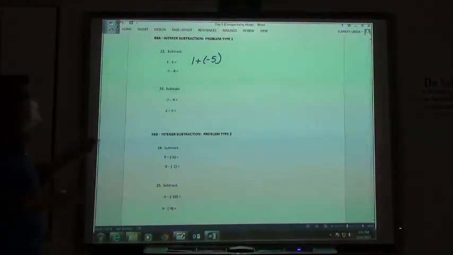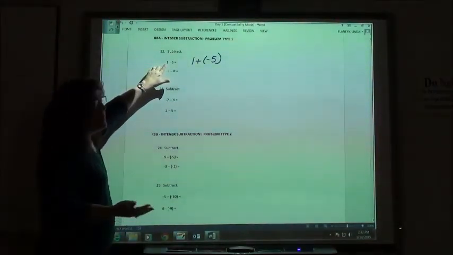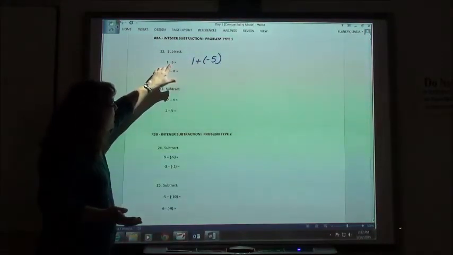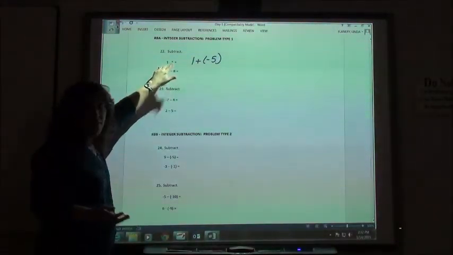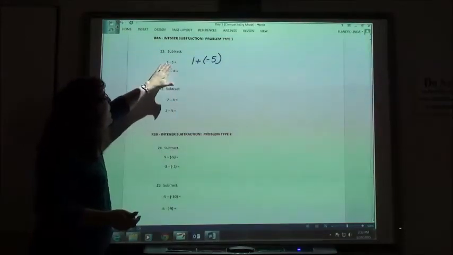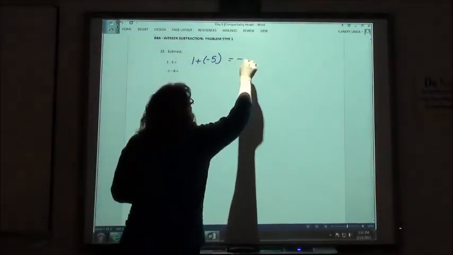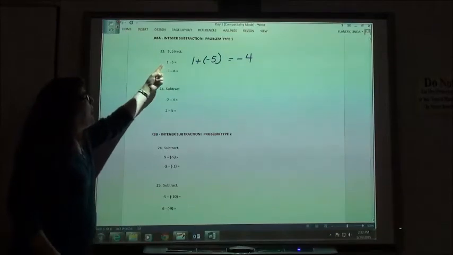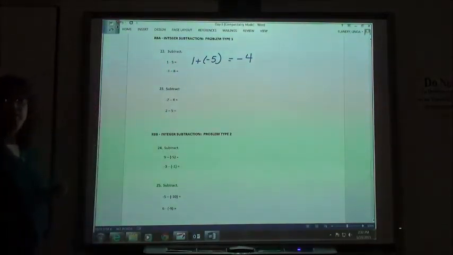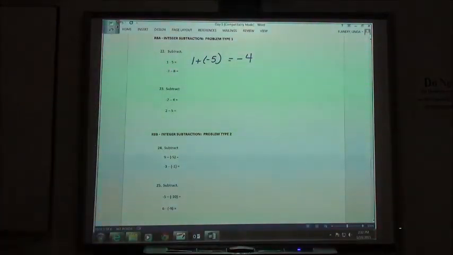I look at it like this. The 1 is positive because there's no sign in front. The 5 is negative because there's a minus sign in front of it. I'm subtracting it. 1 minus 5 is going to end up being negative 4 because they have opposite signs in front, so I have to subtract and take the sign of the larger.